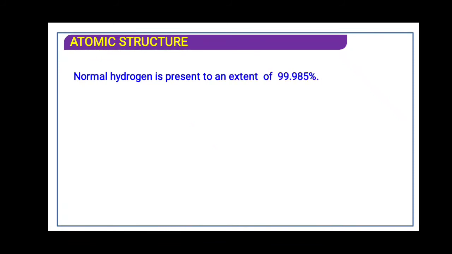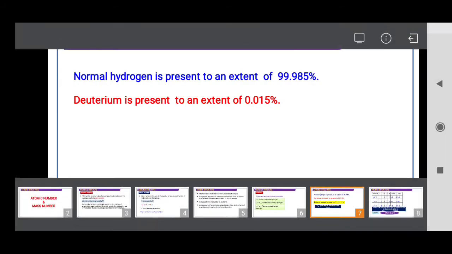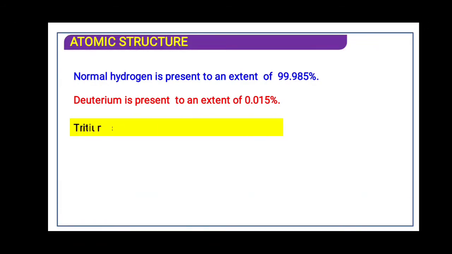Now try to understand the content of the hydrogen isotopes present in the surroundings. Normal hydrogen with the mass number 1 is 99.985%. Deuterium with the mass number 2 is 0.015%, very less, and tritium is very less, that is 7 into 10 raised to minus 16 percent, which means 0.15 times 0, then 7, that is very less.